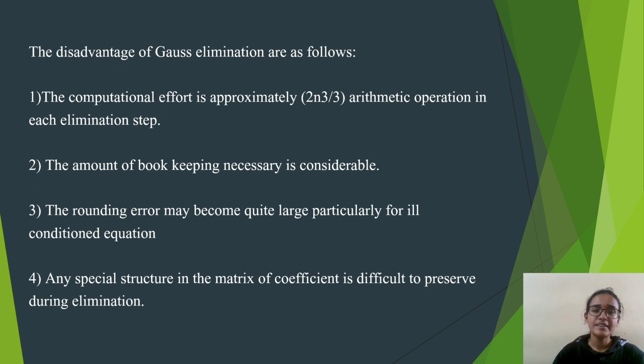The disadvantages of Gauss elimination are: the computational effort is approximately 2n cube by 3 arithmetic operations in each elimination step, and the amount of bookkeeping necessary is considerable. Any special structure in the matrix of coefficients is difficult to preserve during elimination, and the rounding errors may become quite large, particularly for ill-conditioned equations. So you can read the points again. Moving on to the next question.